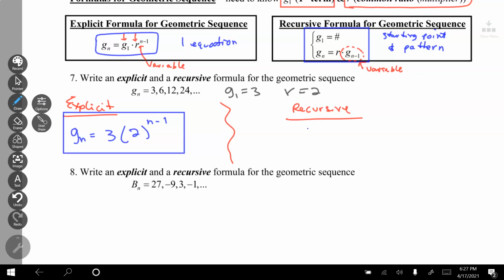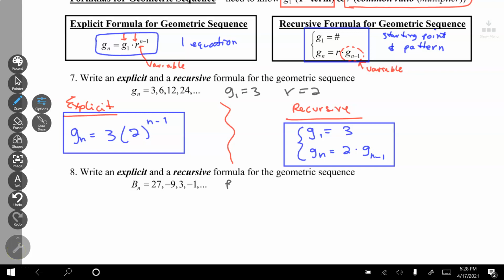And my recursive has got to be two things. My first term is equal to 3, and g sub n is going to be the pattern of 2 times g sub n minus 1. That's my variable. That's my curly brackets, and there's my box.